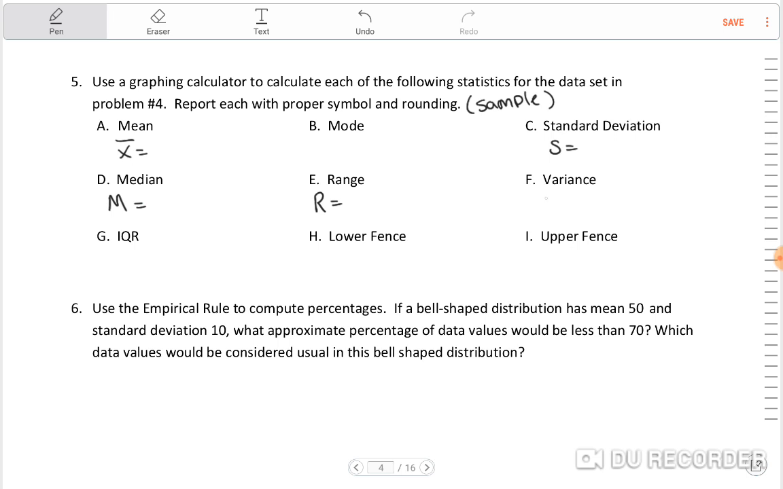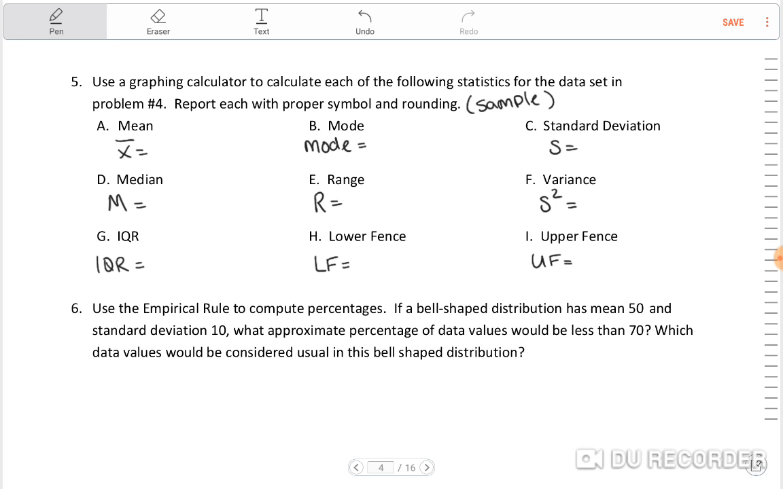Variance. Variance is S squared, and we really didn't do a lot with variance, so I don't expect you to really remember that one. Interquartile range, that's your notation there, IQR. Lower fence, not really notation there. I just abbreviate it as LF. And upper fence, I abbreviate it as UF. And then here I just write the word mode equals. Okay, so that's our notation.